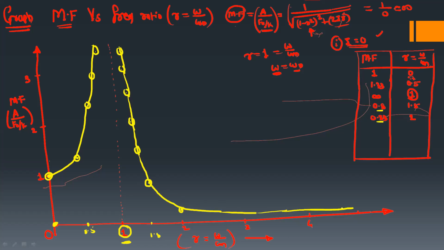So this will approach 0. So this is just for zeta 0. Okay. Now, for the second observation table, if you want to draw, you can select the value of zeta as 0.1. Again, you have to find these same values. You have to prepare the table and find this magnification factor by varying the values of frequency ratio.